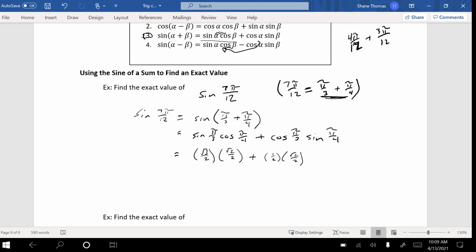All right, so let's multiply them. What's root 3 times root 2? Root 6. 2 times 2 is 4. 1 times root 2 is root 2. 2 times 2 is 4. Okay, I cannot combine the top, so I end up with root 6 plus root 2 over 4.